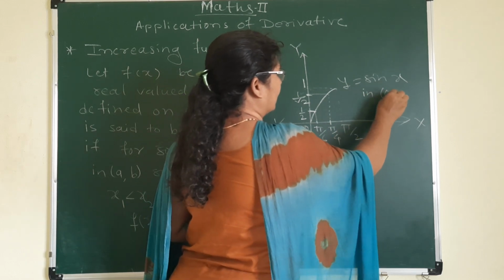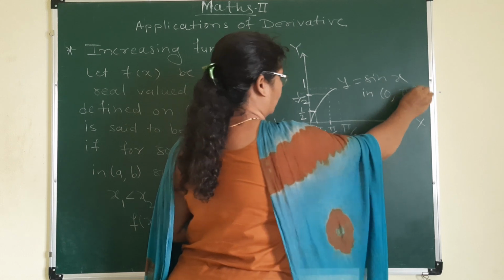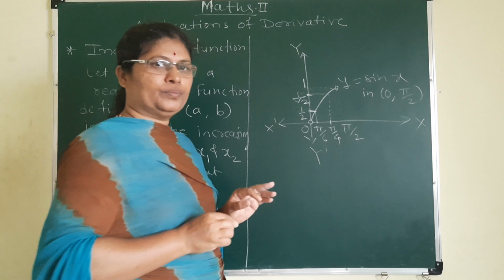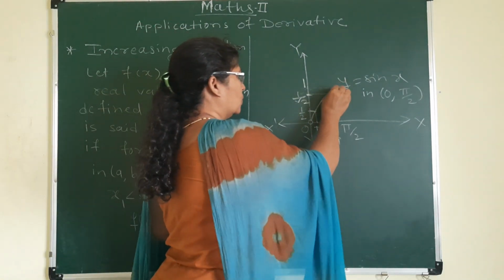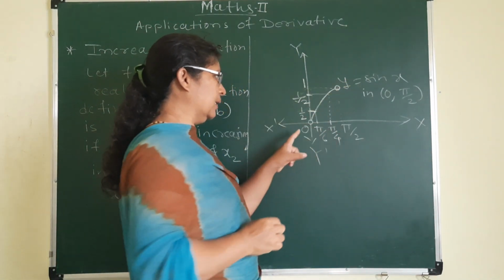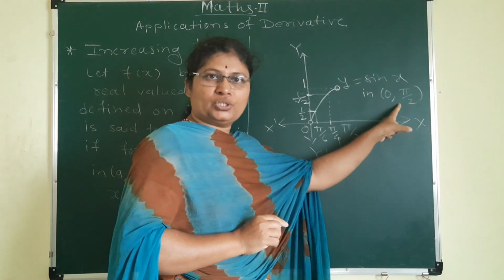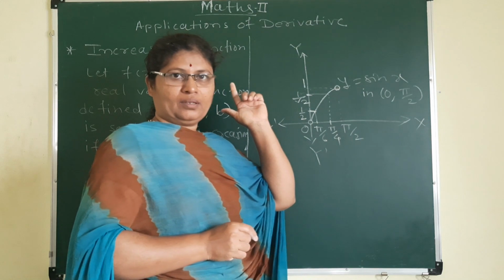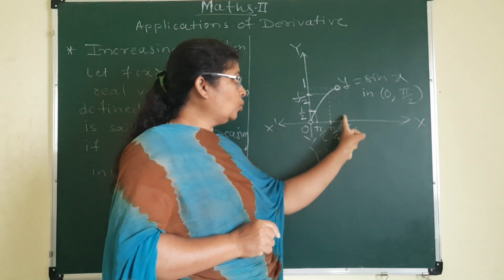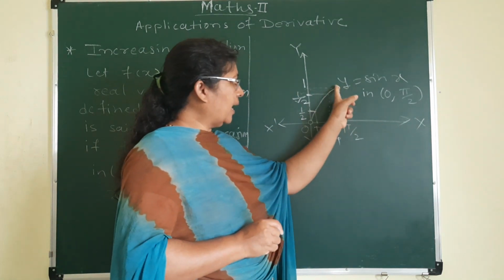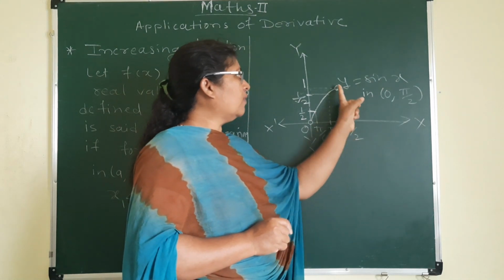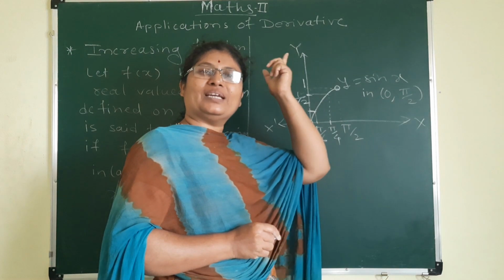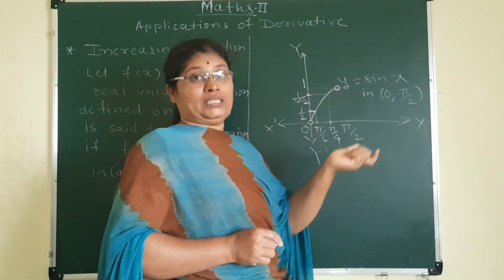In the open interval 0 to pi by 2, my function is an increasing function, not in the next interval. Because from pi by 2 to pi, what will happen? As the value of x increases, the value of y will decrease. So at that time it will be a decreasing function.